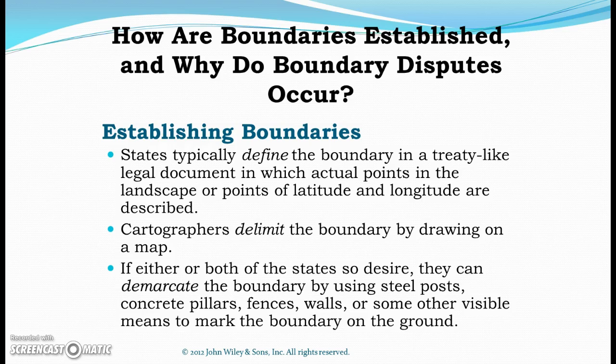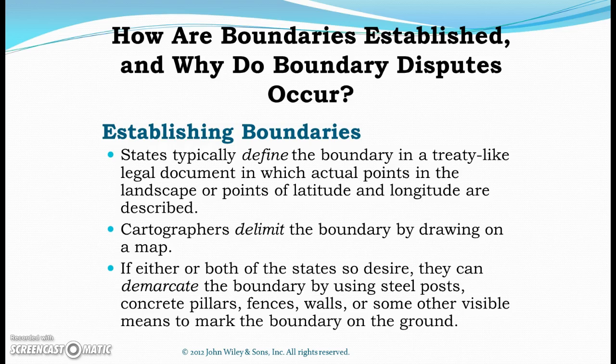In other words, how do we figure out where they're at? So states, countries, typically define the boundaries in treaty-like documents. So treaty documents, by the way, have the force of law more or less. Okay, and what they do is, as best they can, they define where the actual boundary is. So either we're describing the landscape for the boundary, or we're talking about points of latitude and longitude, for example, are another great way to describe boundaries. But the important thing to note is that these are written documents, okay, so that both states get a copy.